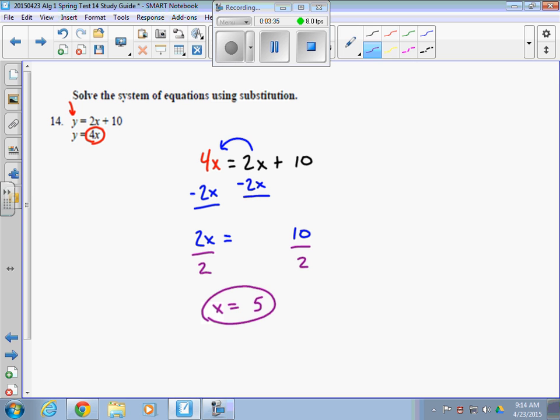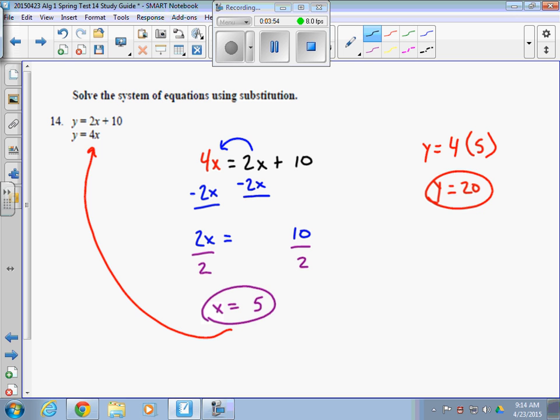Take that one and plug it into one of your other equations. The second equation is much simpler than the first one because there's only one term. So y's value equals 4 times x, or your new value for x we just found is 5. Y's value is 4 times 5, which is 20. Again, an ordered pair is a solution to a system. X, comma, y is 5, 20. That's your solution.